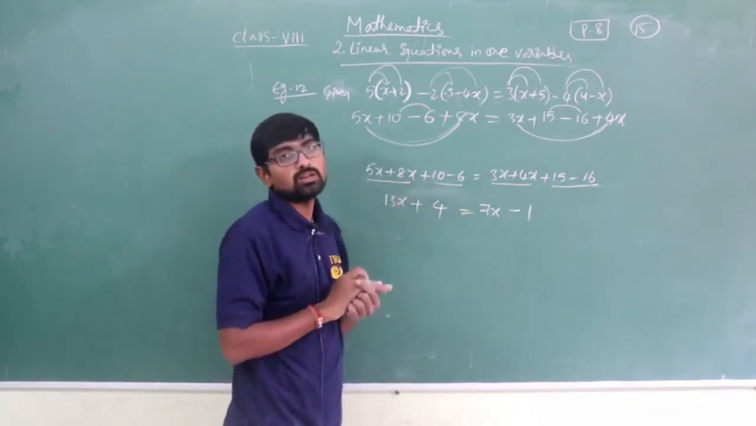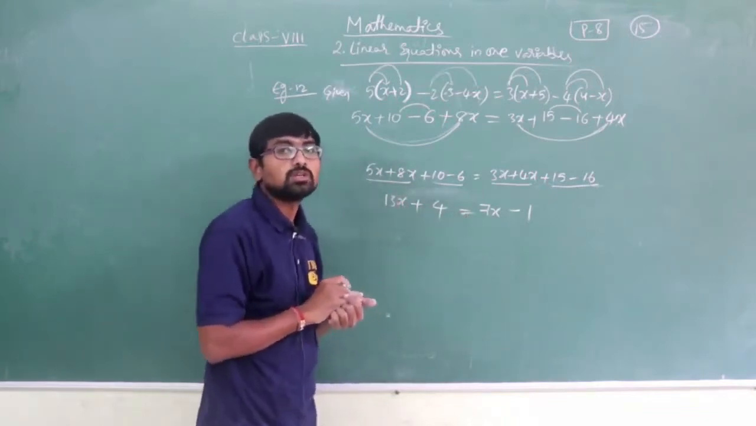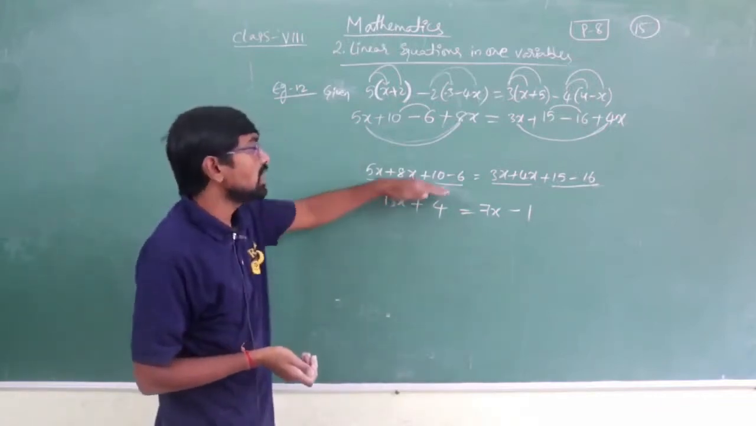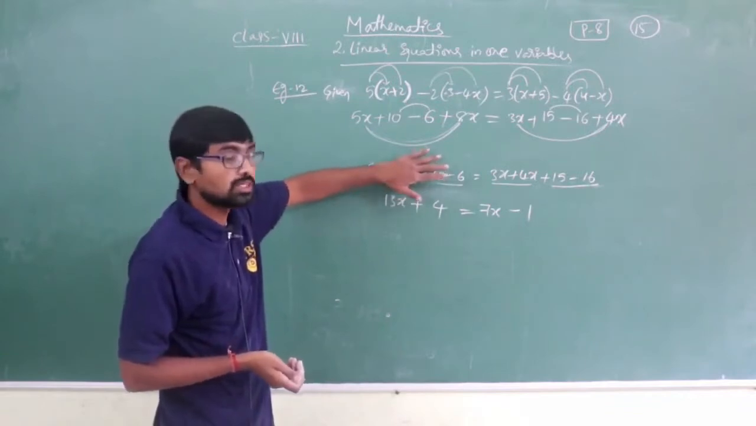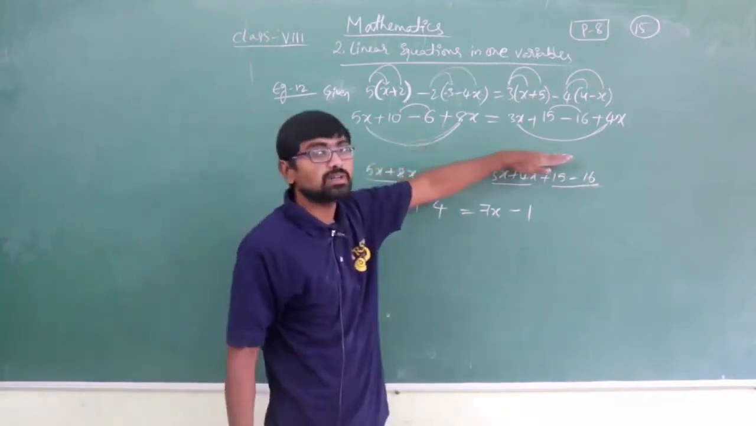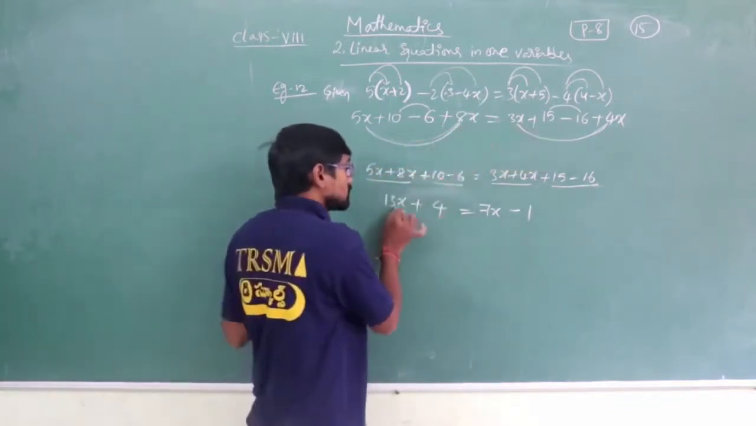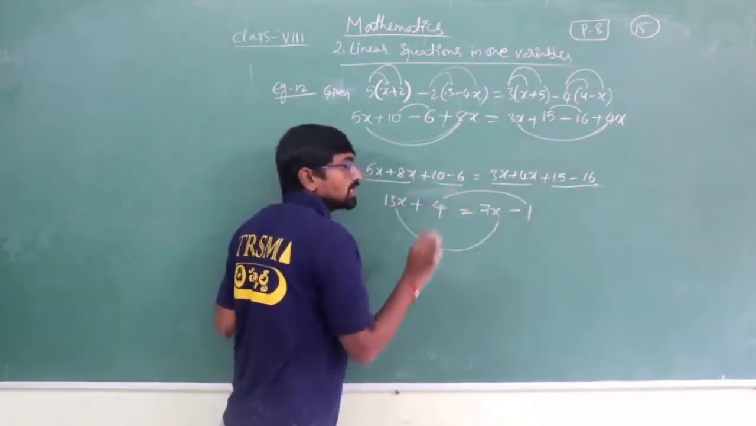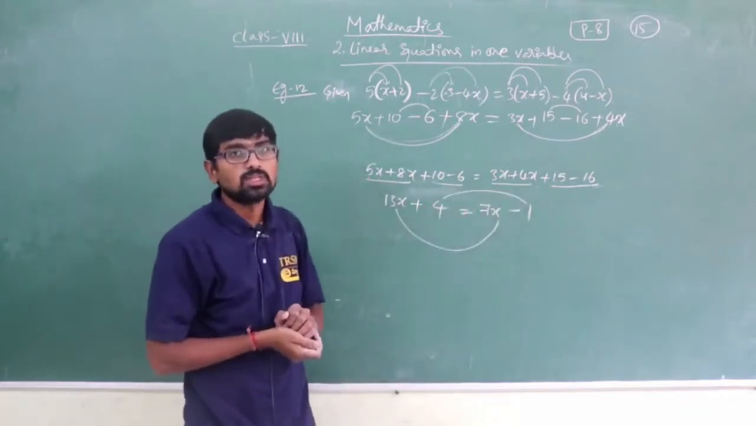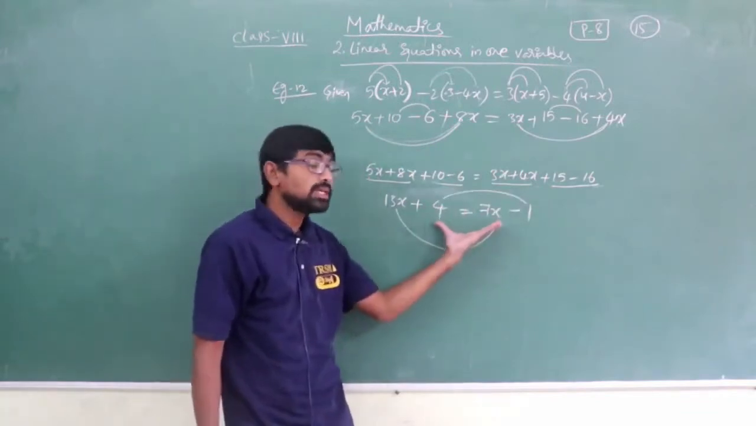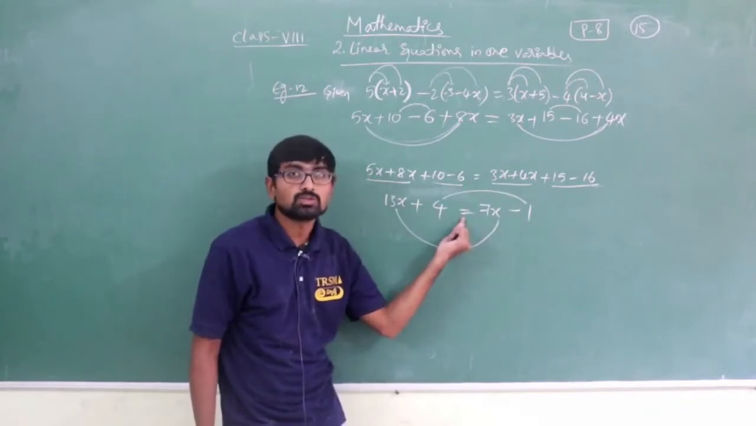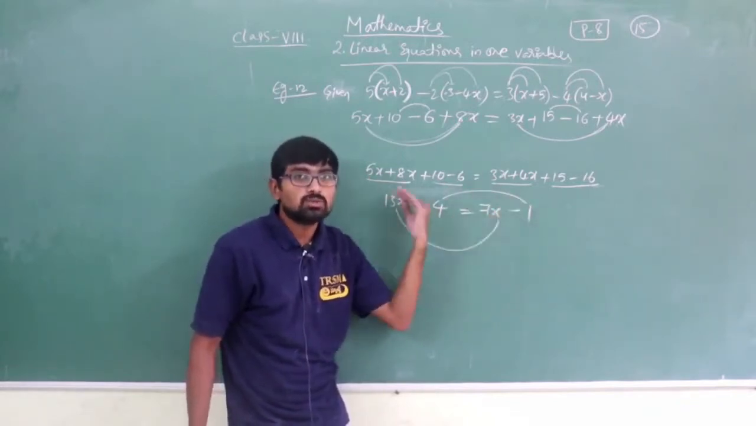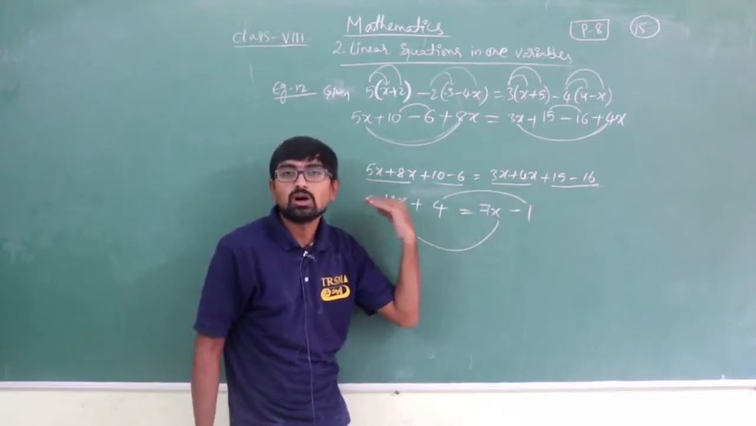I need to find the value of x here. So now what we will do, we will take all the like terms to one side. Here already we have like terms on one side only: here it is on the right hand side, here it is on the left hand side. You can see this is 13x and this is 7x. These both are like terms. This 4 and this minus 1, these both are like terms. But they are divided by the equals symbol. So how do we have to do? We need to send those numbers to the other side.